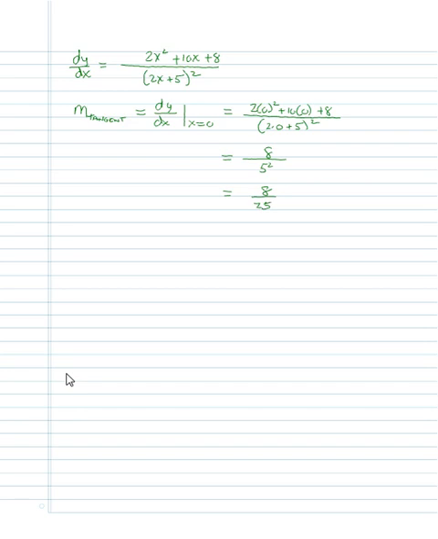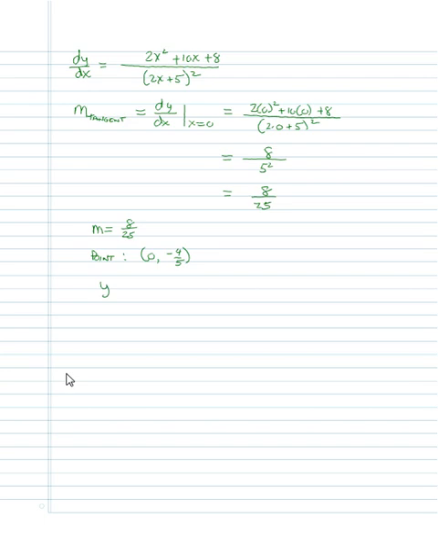Now remember, that's the slope of the tangent line. And we saw earlier that the point of tangency is 0, negative 4/5. So let's kind of summarize this. The slope is 8 over 25, and the point that we're talking about, we already calculated as 0 comma negative 4/5.